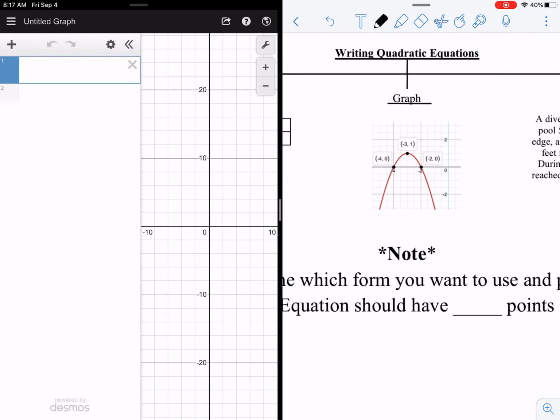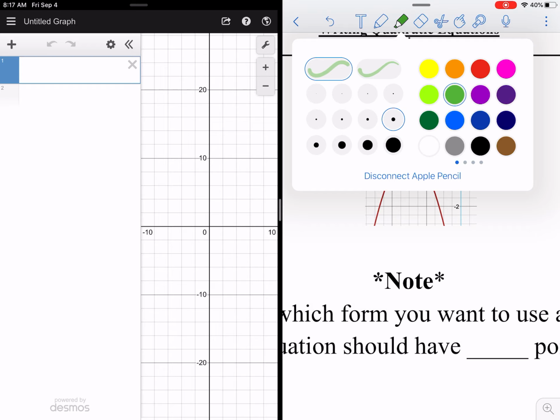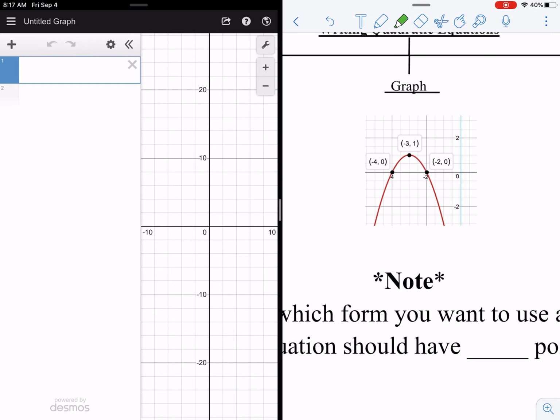So in a graph, as you can see here, Desmos is more times than not going to give you 3 points if you have roots, solutions, or zeros. Roots, solutions, or zeros can account for 1, 2, or no points depending on the quadratic. Your max or min is always your vertex. And a quadratic, I don't care where it is, is always going to cross the y-axis.